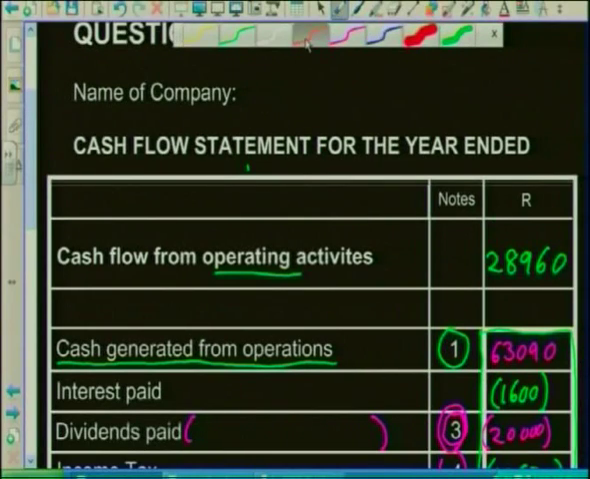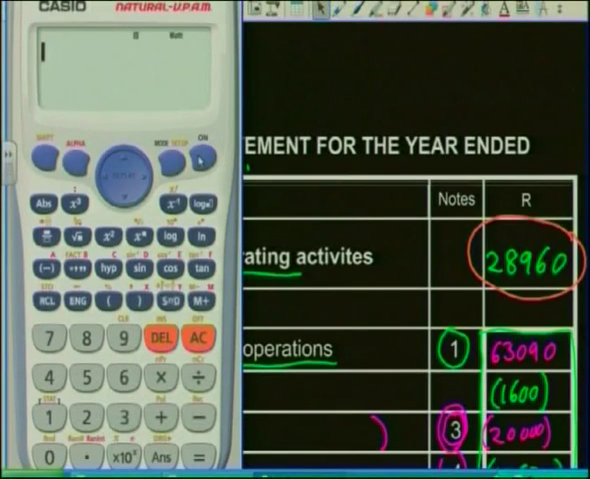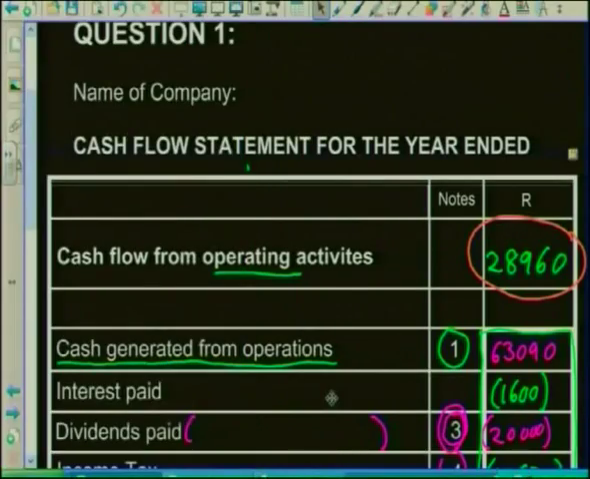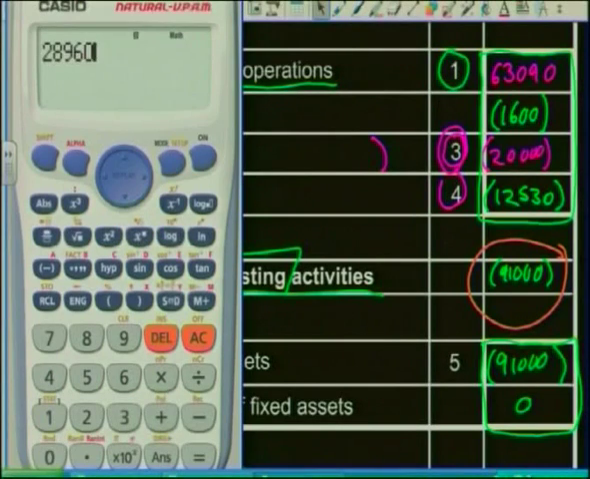Okay. Right, we are looking at cash flow from operating activities. So that's our starting point. Let's get the calculator out and enter this amount, 28,960. If we go further down, we worked out your cash utilized on investing activities, which was this amount here, 91,000. Remember, guys, that's in brackets, so we need to subtract 91,000.